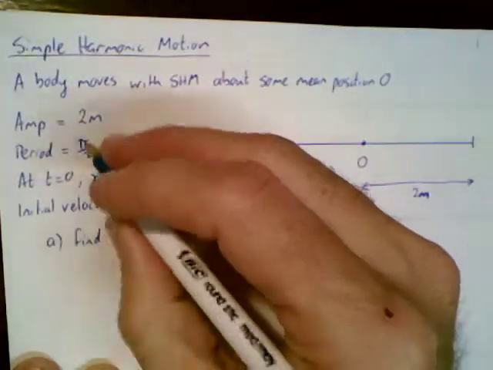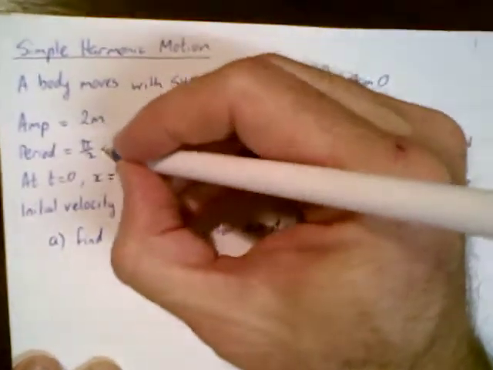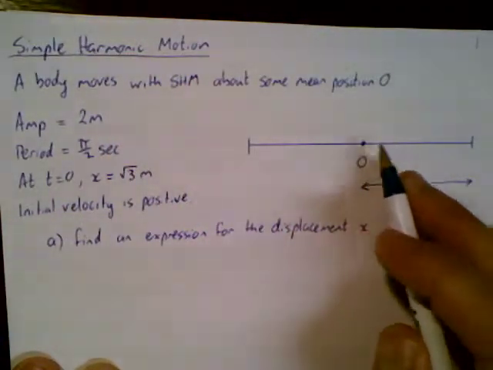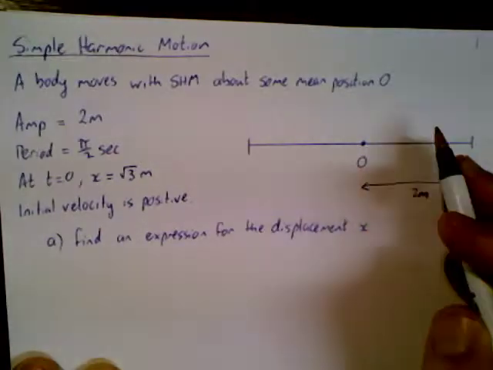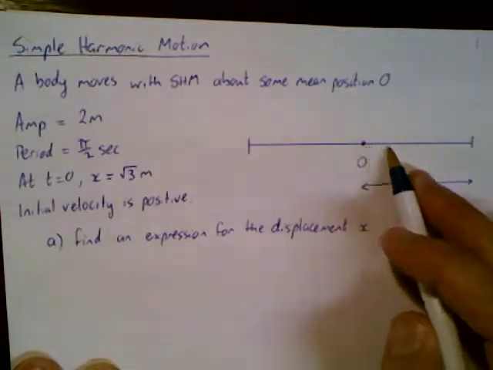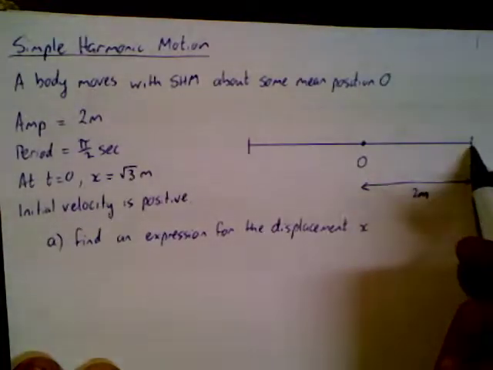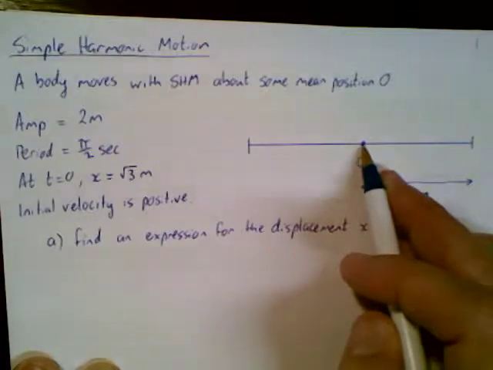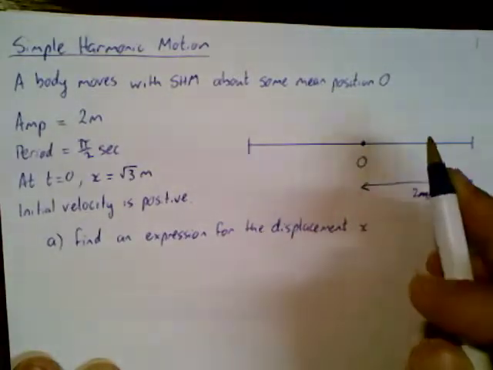It has a period of pi on 2. Now that's pi on 2 seconds. Period is really just how long it takes for the particle to do one complete cycle. So, if it was starting at the origin, one complete cycle would be out to its extreme position out here, all the way back through here, and then back to the origin over here. That would take pi on 2 seconds.